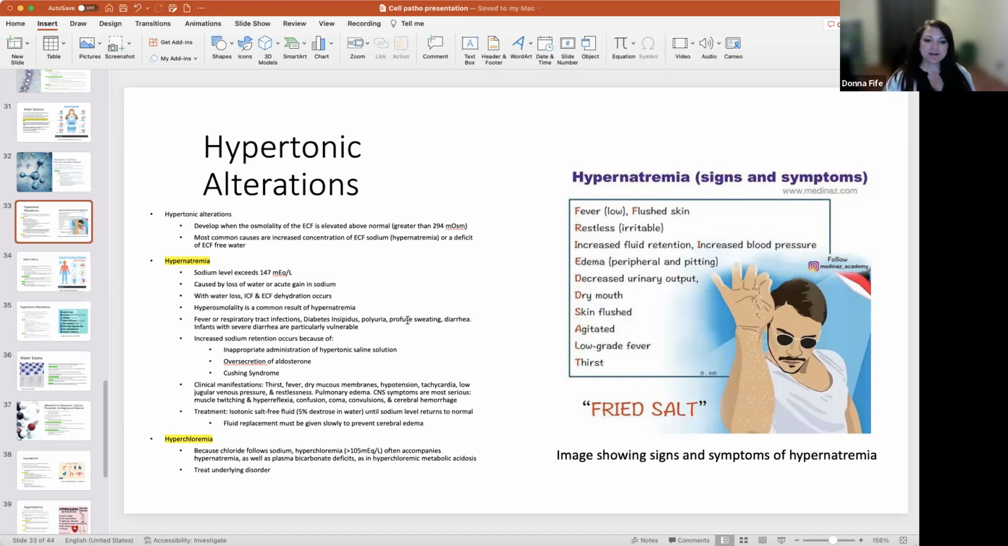Treatment is going to be isotonic salt-free fluid, 5% dextrose in water, until the sodium level returns to normal. And it's important that these fluids are replaced very slowly because you want to prevent cerebral edema. Hyperchloremia, because the chloride follows sodium. Hyperchloremia, which is a level greater than 105, often accompanies hypernatremia, as well as plasma bicarbonate deficits, as in hyperchloremic metabolic acidosis. Treatment is to treat the underlying disorder.